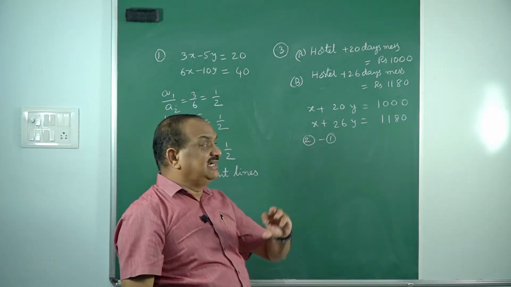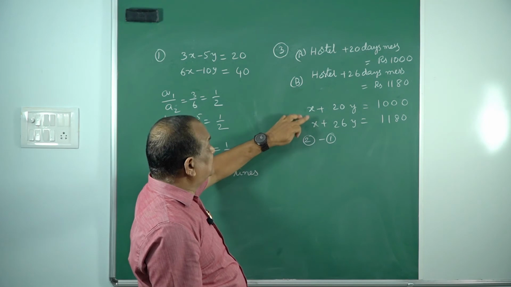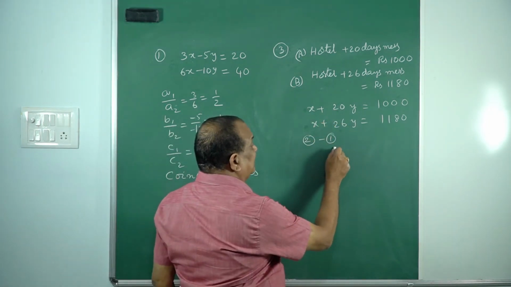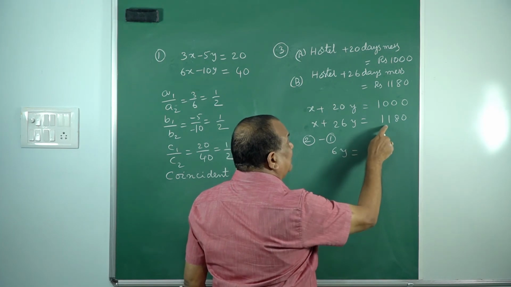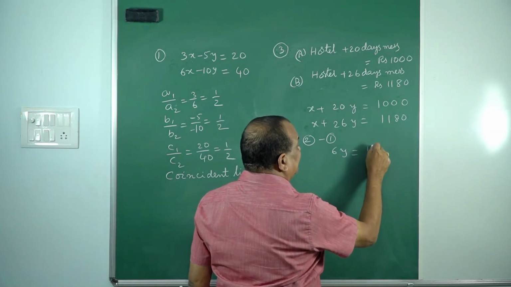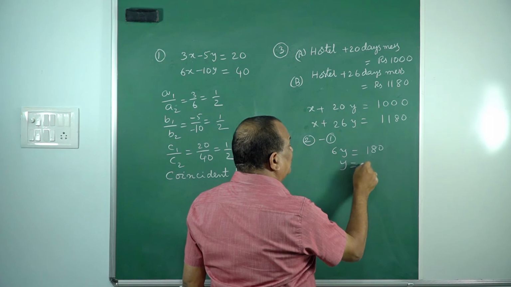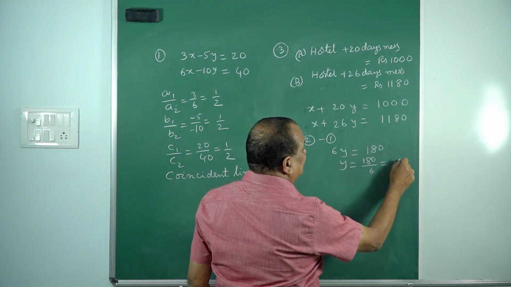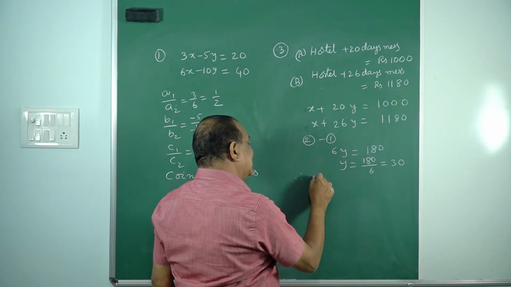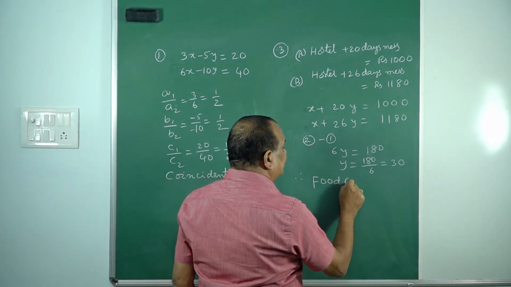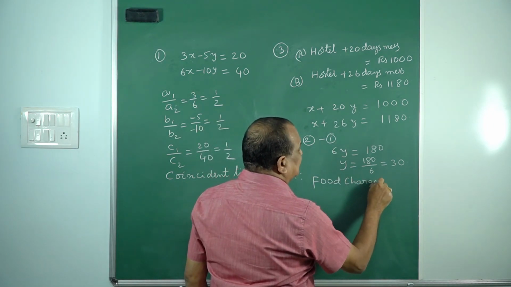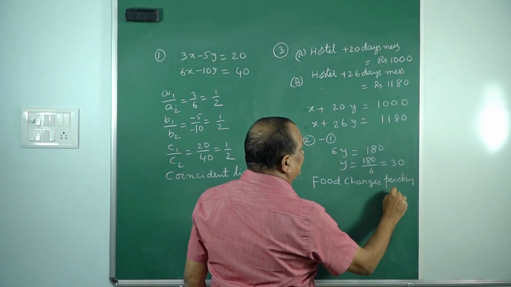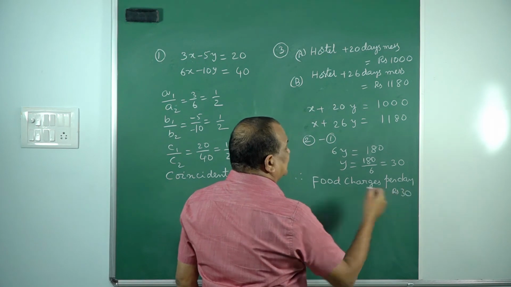And the advantage I get is X and X, they get cancelled. X minus X goes off. 26 minus 20, that is 6Y, is equal to 1180 minus 1000, which is 180. And Y is equal to 180 by 6, and that gives you 30. And therefore, food charges per day is 30 rupees. But that's not the end of the story.